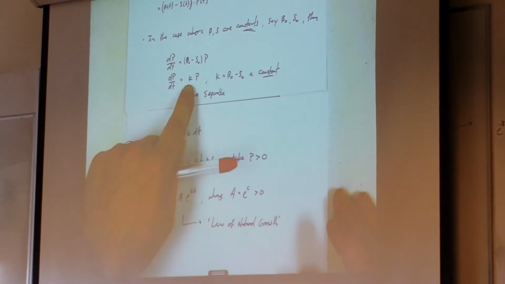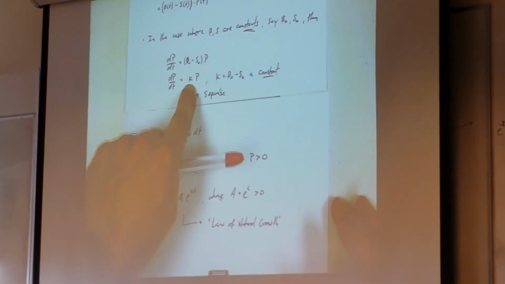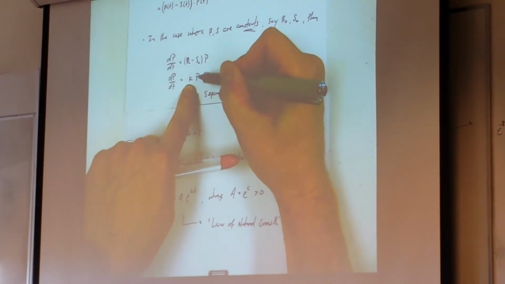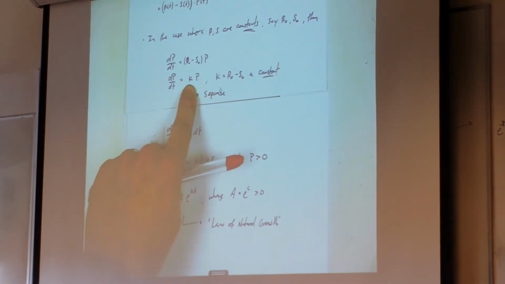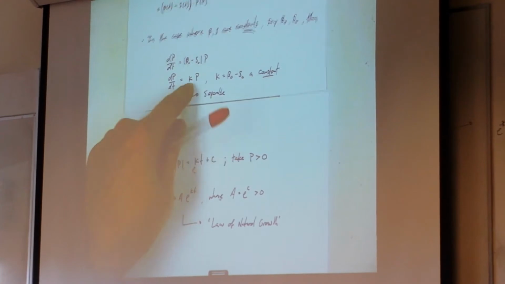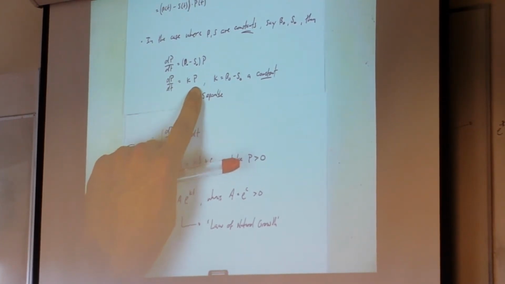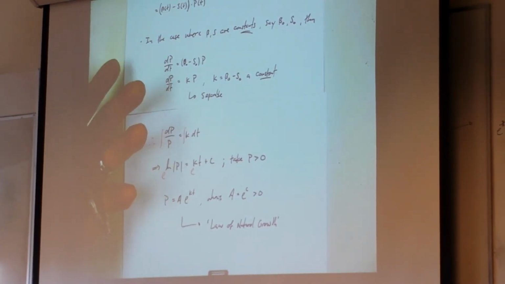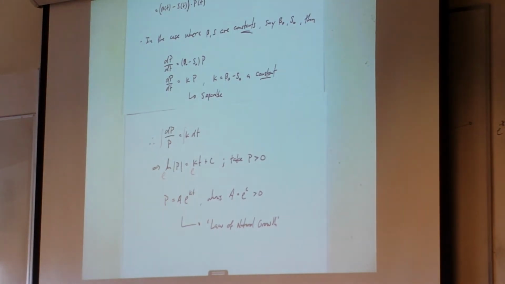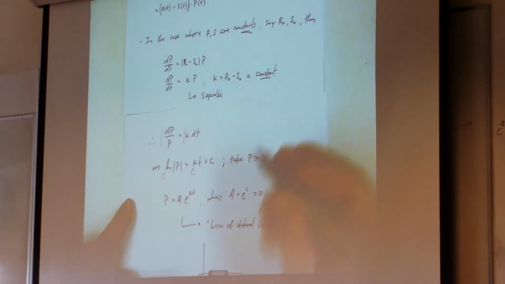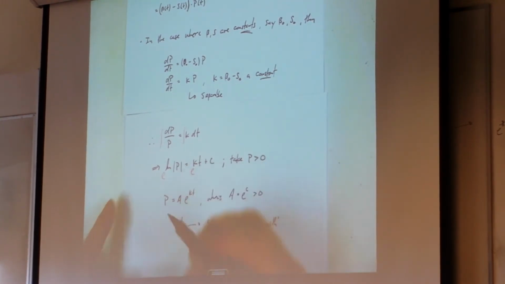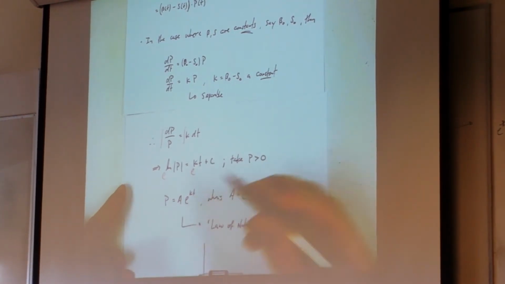If K is greater than 0, then as long as the population is positive, the growth rate is positive. So the larger the population is, the faster it's growing, the larger its growth rate. So what does that look like? Yeah, it's exponential. And in fact, that A is a little bit more.